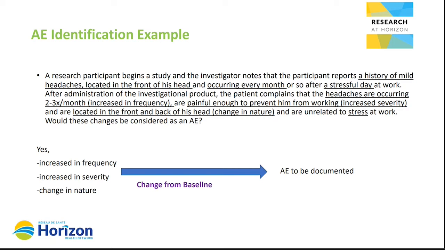So would these changes be considered an AE? The answer is yes, because we have an increase in frequency, an increase in severity, and a change in nature. Those changes from baseline would indicate that this is a new AE that needs to be identified and documented. Again, to summarize, the investigator should consider the possible relation between the AE and the investigational product in light of the baseline condition. If a baseline condition diminishes and then reappears, it also must be recorded as an AE.